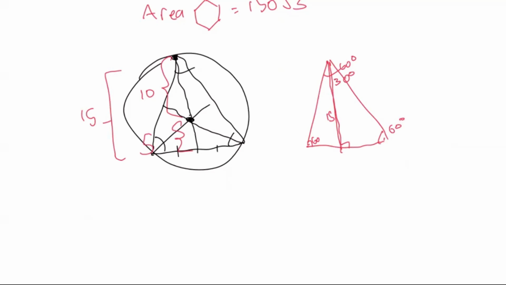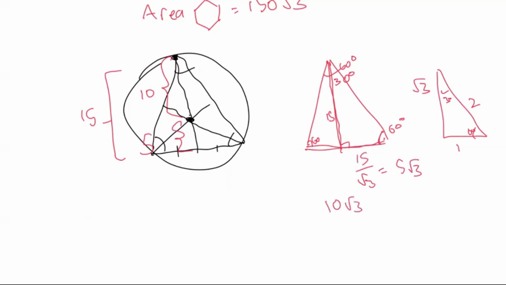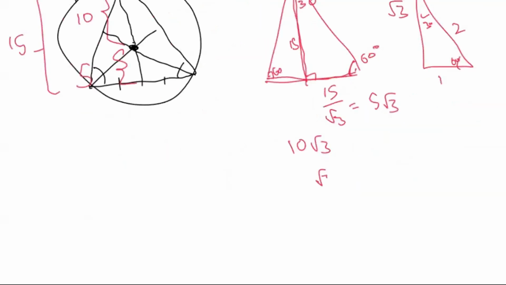And so now we can use our right triangle formulas. This is 60 degrees, and so opposite of 60 degrees is root 3, opposite of 30 degrees is 1, and the hypotenuse is 2. You're going to need to know something like this. And so this is going to be 15 over root 3, so that's 5 root 3. So our side length is 10 root 3. To find our area, we do root 3 over 4 times 10 root 3 squared. So this is root 3 over 4 times 100 times 3, which is 75 root 3. So the area of our triangle is 75 root 3.